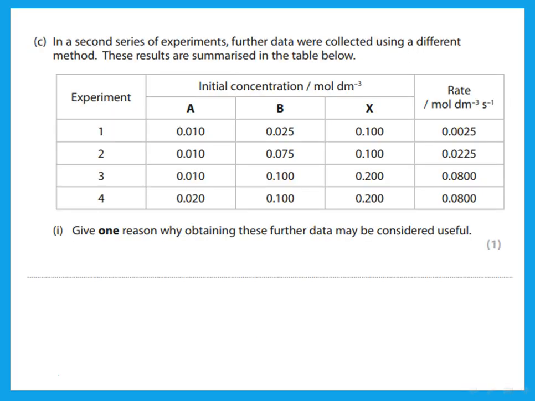In a second series of experiments, further data were collected using a different method. So we have these data for several experiments. Give one reason why obtaining these further data may be considered useful. So he has more and more data. This is to increase the reliability of the results.